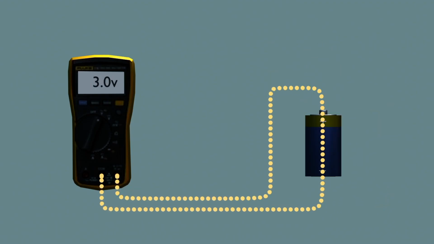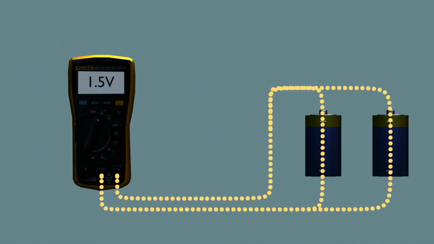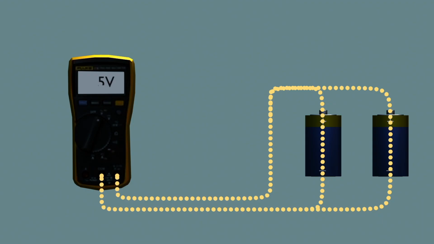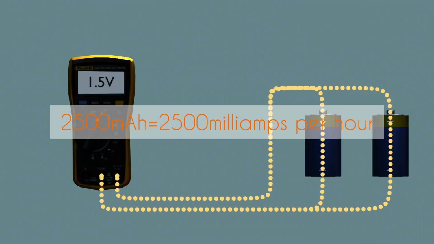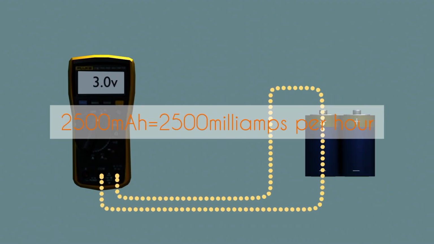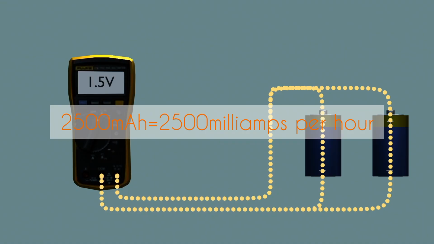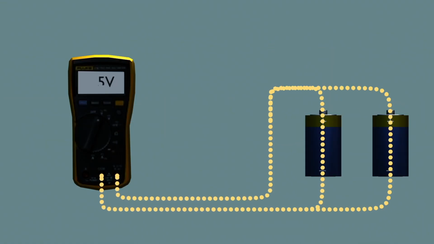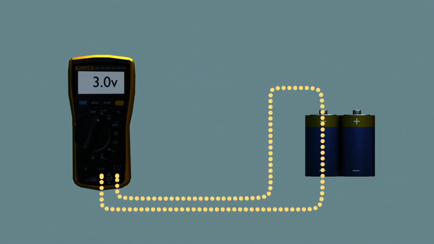Battery capacity is measured in milliampere hours. A 2,500 mAh battery can theoretically provide 2,500 milliamps for 1 hour or lower current for a longer time. However, real performance is affected by internal resistance, temperature, and battery age.